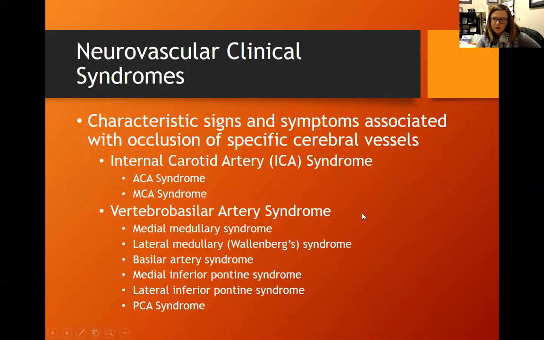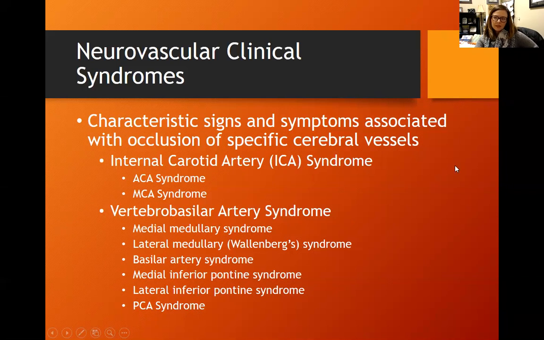Okay, I'm back for part two. We're going to get into more of the clinical aspect of the syndromes for strokes. And so let me go ahead and share my screen and then make it a presentation. There we go.